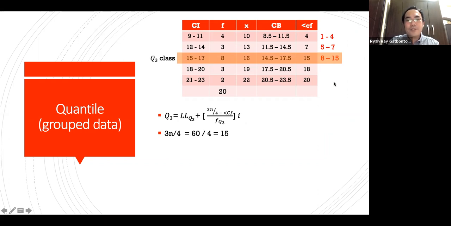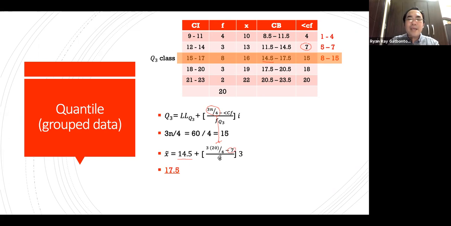Now that you have known your third quartile class, we now substitute the values. Okay, so the lower limit of the third quartile class is 14.5. So therefore, we place 14.5 here. So we replace the n over 2 with the formula of our third quartile, which becomes 3 times 20 divided by 4 minus the cumulative frequency preceding the quartile class. So therefore, this is the one that we're looking for. This is your quartile class. This is the preceding cumulative frequency. So therefore, we place 7 here.